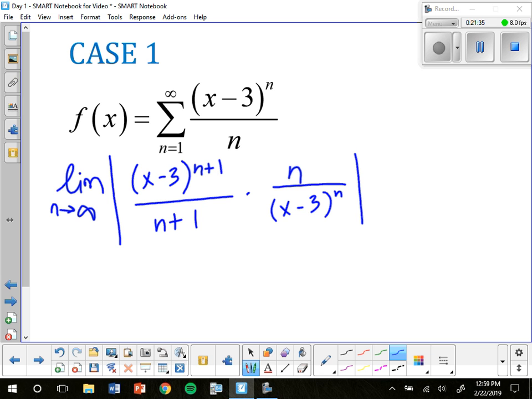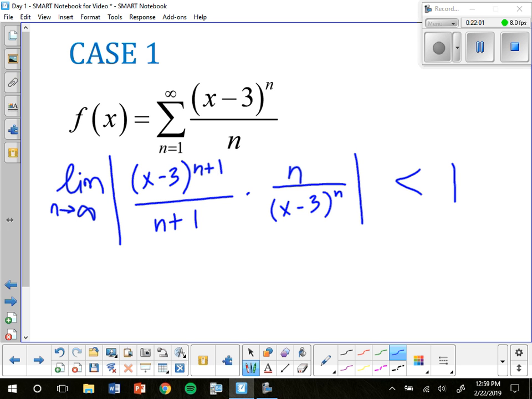Usually when we do ratio tests on non-power series, we just evaluate that and see if it's less than 1 or bigger than 1. But now we don't know what x is. We're trying to solve for x. And we want this to converge, which means that this has to be what? Less than 1. We're going to set it less than 1 and solve for x. Does that make sense? We're saying this has to be less than 1.